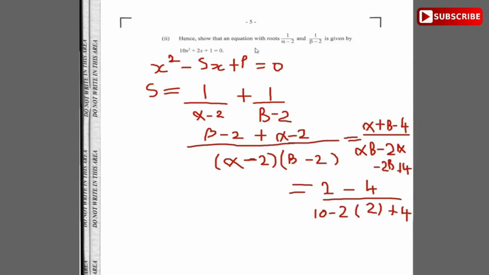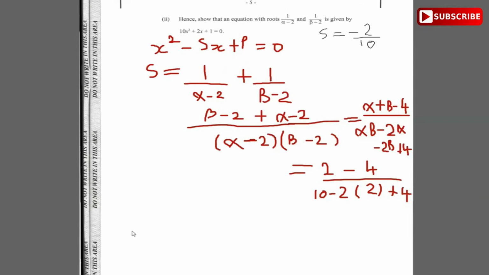So let's put down the sum somewhere up here in black. It is 2 minus 4, which is negative 2, over 10 minus 2 times 2 plus 4. That's 10. So the sum is minus 2 over 10. That's the sum. Now let's find the product of the two roots.